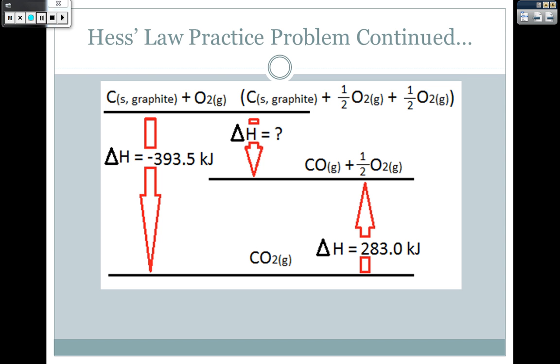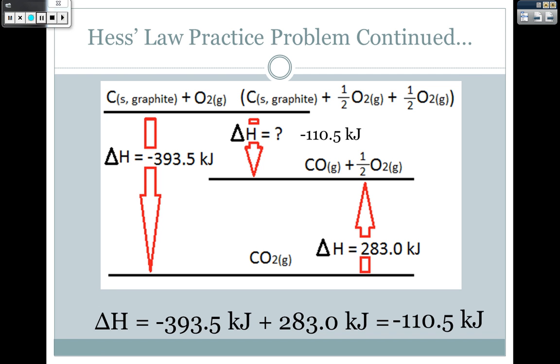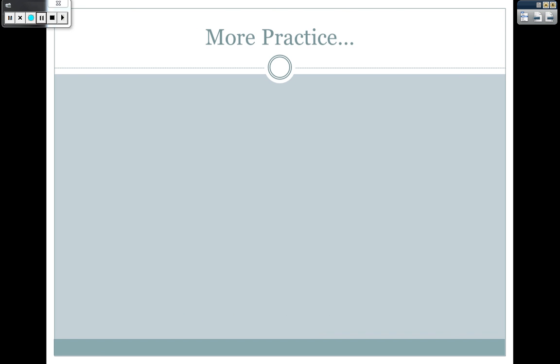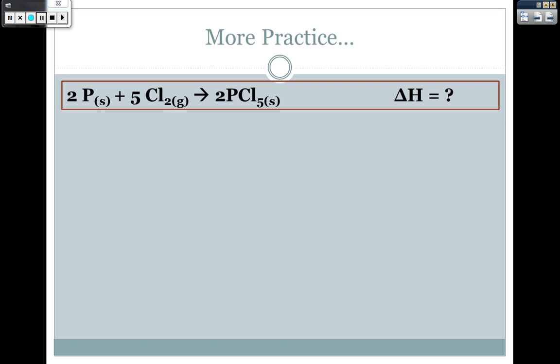Okay, so we can look at that one graphically as well, where you draw out your reaction on top and what it's going to, and you have an enthalpy change, and then you know your other reaction and you're trying to solve the delta H in between. And again, it's still that same idea. Okay? So let's try another practice.